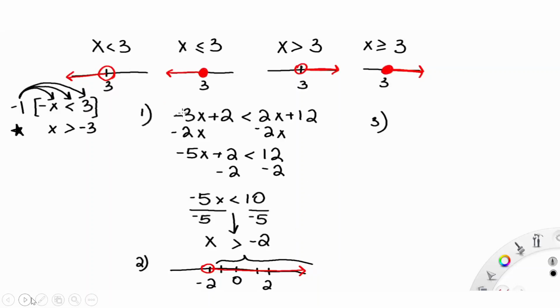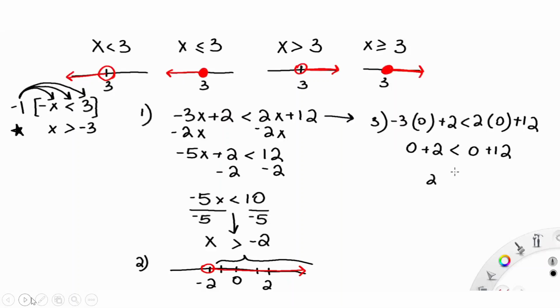So I'm going to use my original equation, the one that I was given, and see if it comes out to be true. So -3 times 0 plus 2 is less than 2 times 0 plus 12. If this comes out to be a true statement, then I know that x is greater than -2 is a true solution. -3 times 0 is 0 plus 2 should be less than 2 times 0 is 0 plus 12. 2 is less than 12. That is true, which means that x being greater than -2 is a true solution to this inequality.